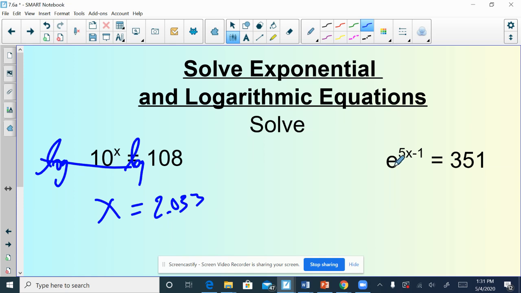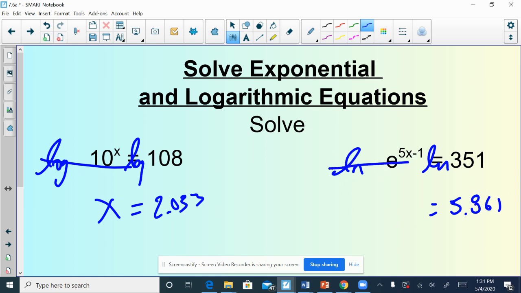This one here is really similar. I hope that you guys are thinking, what undoes e to a power? Well, that would be log base e. Log base e, of course, is the natural log, the ln button on your calculator. If you do it to one side, you also have to do it to the other side. And I can figure out what ln of 351 is. It's about 5.861.